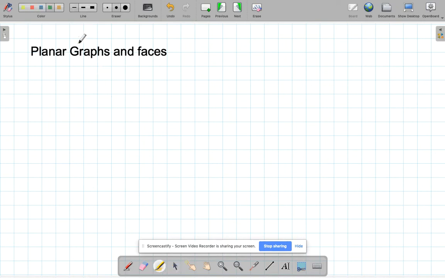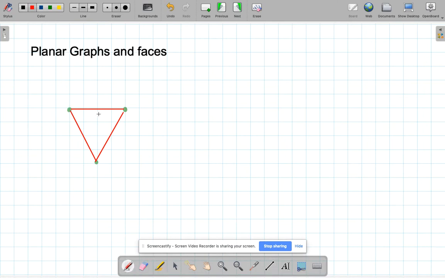We're going to look at planar graphs and faces. So I'm going to draw a planar graph of K3 to begin with. The planar graph of K3 is connected like this. Okay, and we don't have anything crossing, so it makes it planar. And what we actually have is representations of faces.